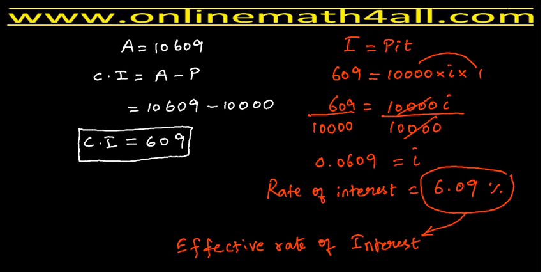And one more important thing: if the interest is compounded more than once in a year in compound interest, the effective rate of interest is always more than the actual rate of interest in compound interest. In case the interest is compounded once in a year, that is, not more than once in a year, that is, interest is compounded annually, the actual rate of interest given in compound interest and the effective rate of interest will be the same.